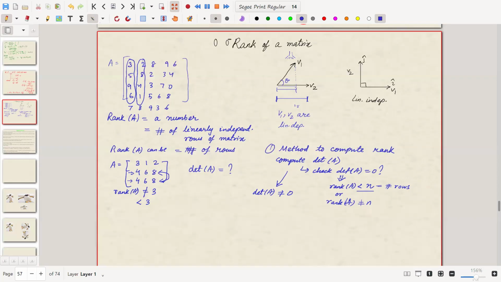But if determinant of A is not equal to 0, then it straightforwardly gives you the value of the rank. If determinant of A is not equal to 0, what does it mean? It means all the rows are linearly independent, right? No one row can be written in terms of the other. So therefore, the rank will be equal to the number of linearly independent rows, and the number of linearly independent rows is equal to n.